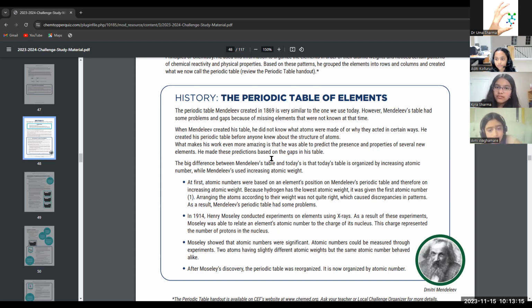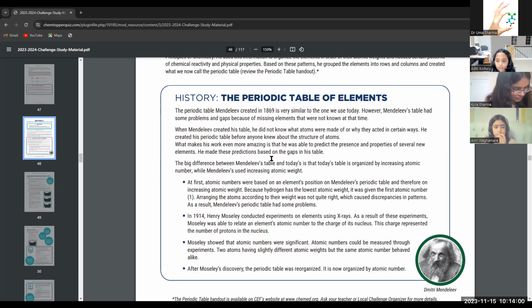But there were many errors, because his periodic table was based on atomic mass. Atomic number, not atomic mass. Chemical properties are governed by electron configuration, and atomic number is equal to the number of electrons. So arranging the elements based on atomic masses was full of errors, because atomic masses are not going to determine the chemical nature. Atomic number is going to determine the chemical nature.